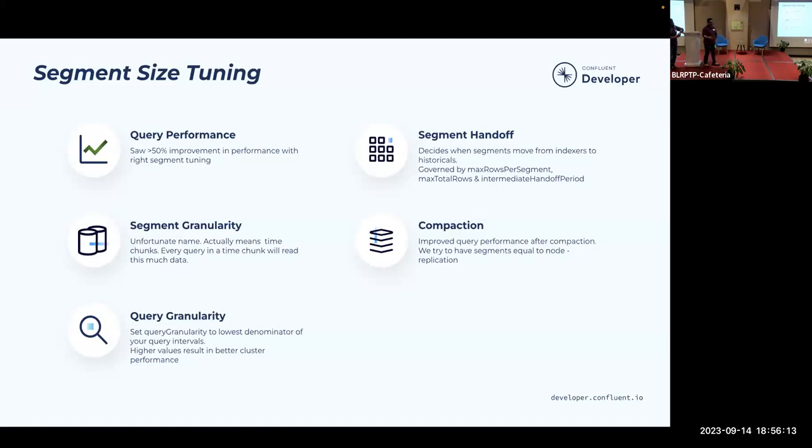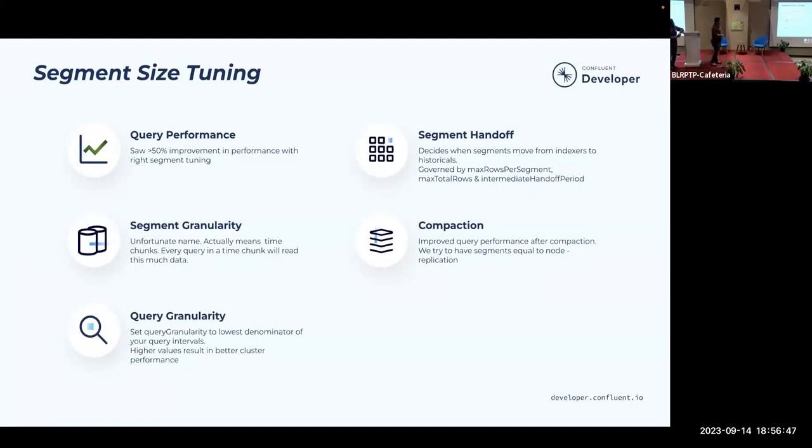Actually, it's not half. Your queries fan out to both indexes and historicals, and to avoid that, we try to bring segment handoff as close as possible to segment granularity. But unfortunately, this keeps changing because segment granularity is clock aligned, but segment handoff is not clock aligned. So what we see is now a 4-day pattern where every 4 days your queries are fast and then they suddenly become slow and then they keep getting fast. That's something we live with because things have definitely gotten better after changing the segment granularity.